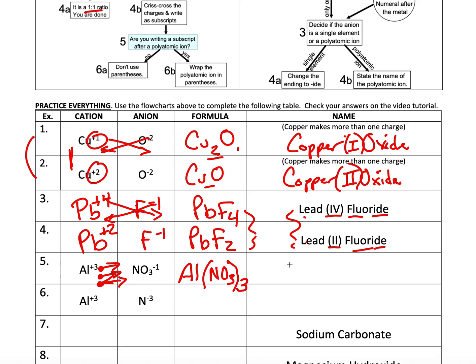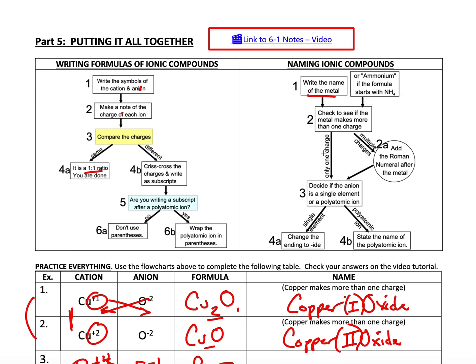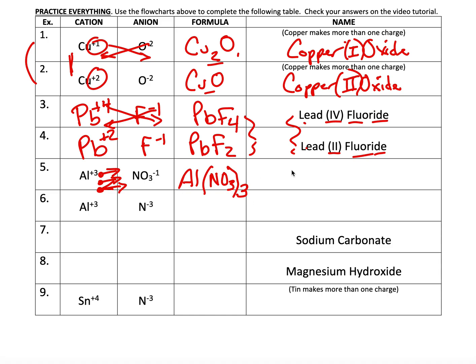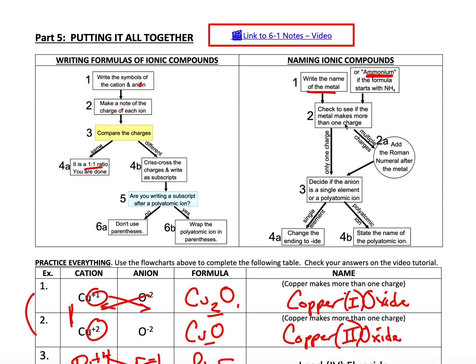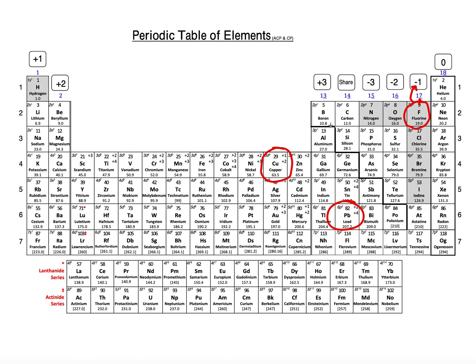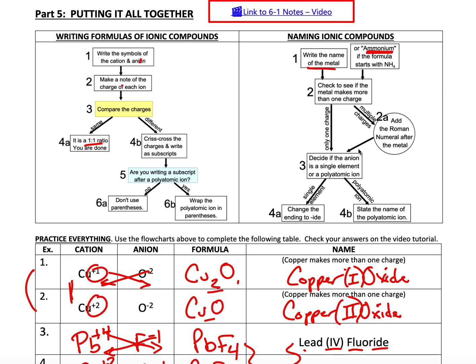Now, what do we call this? Well, we write the name of the metal. Notice this is not ammonium. For some reason, kids mix up aluminum and ammonium. This is just aluminum. And then check to see if the metal makes more than 1 charge. We find aluminum. It's here. There's no extra charge. It only makes a +3. So we're good. We can skip this Roman numeral business.